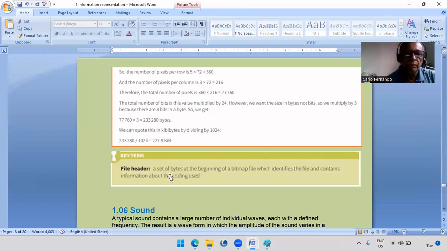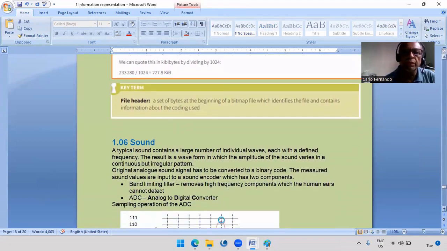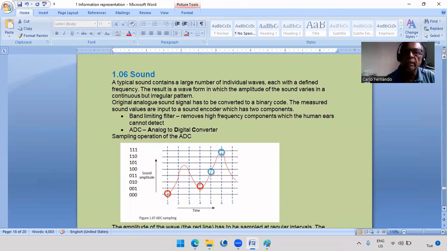So file header: a set of bytes at the beginning of a bitmap, which identifies the file and contains information about the coding used. How is the coding used? It has to be coded, no? The image. So it defines things so that the computer can understand what type of thing this is, an image, and how it should draw it. The images are finished. Now we are coming to sound.